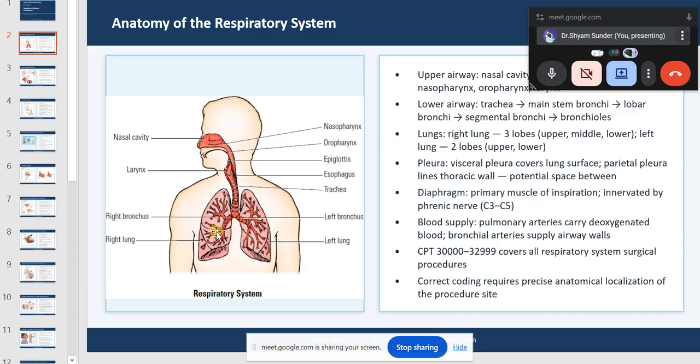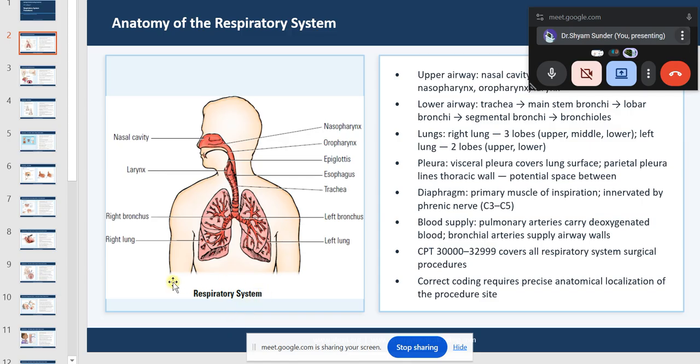There are three lobes in the right lung: the upper, middle, and lower lobe. On the left side, we have two lobes, upper and lower. The pleura is the structure which covers the entire lung, what we call the pleural sac. So this is the anatomy of the respiratory system at a very high level. And the diaphragm is the muscular portion which separates the trunk into two parts, chest and abdomen, and helps in the breathing process.